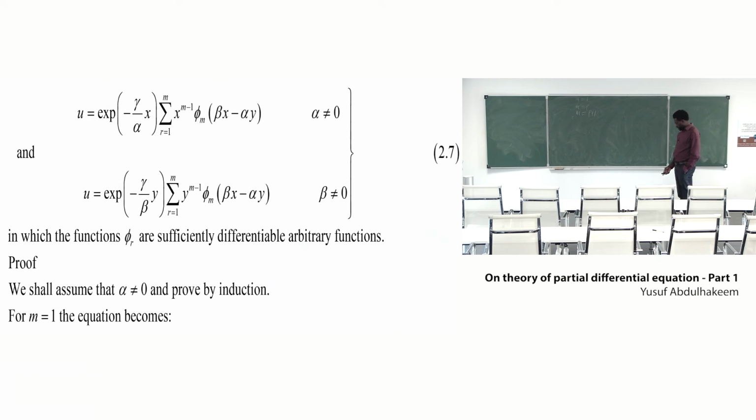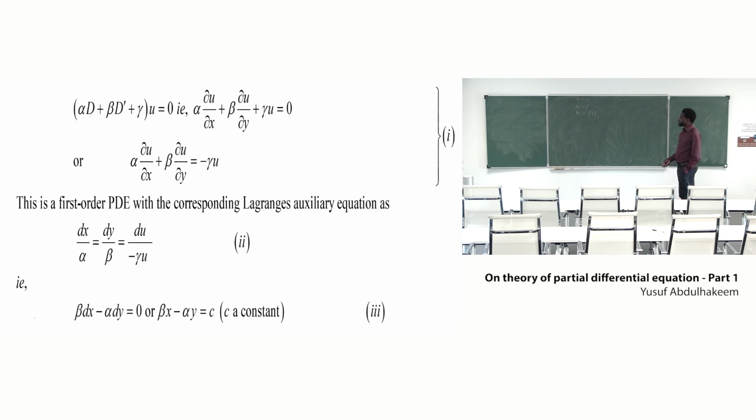So for when m is equal to 1, this is what we have for the equation. We set m there to be equal to 1. So that means when m is equal to 1, this is what we have. Alpha D plus beta D prime plus gamma of u equal to 0, which is just simply this. Of course, we know that our alpha is ∂/∂x, and D prime here is ∂u/∂y, and then we have this. So by the time we expand this, we simply have this differential equation, or we write it this way by taking this to this other side.